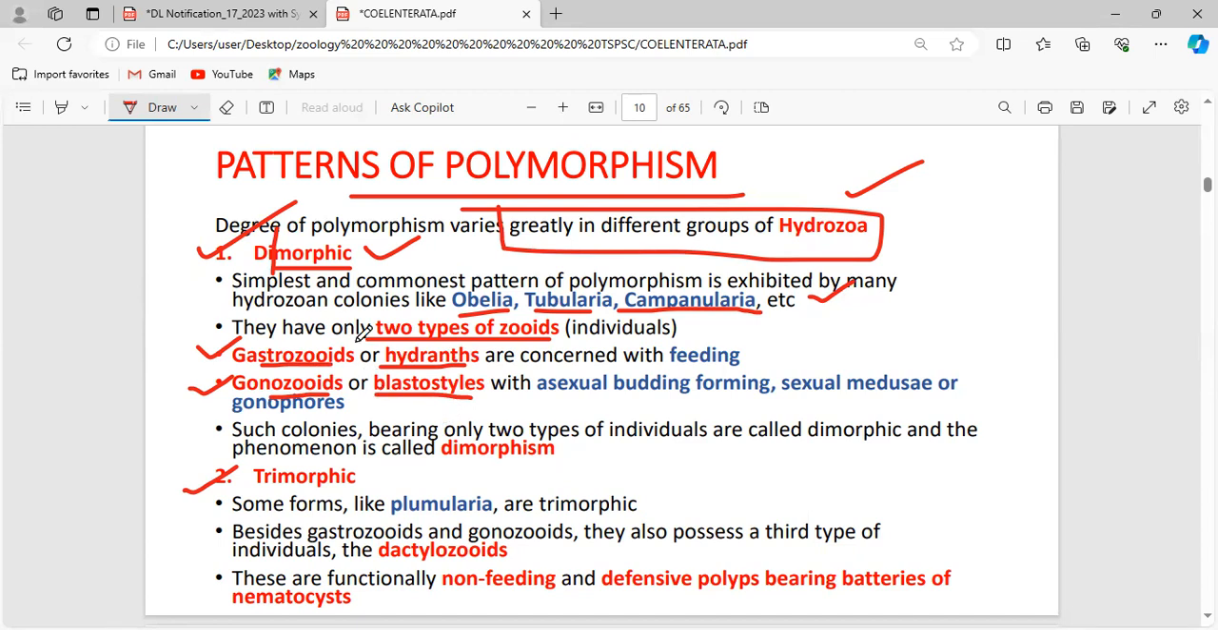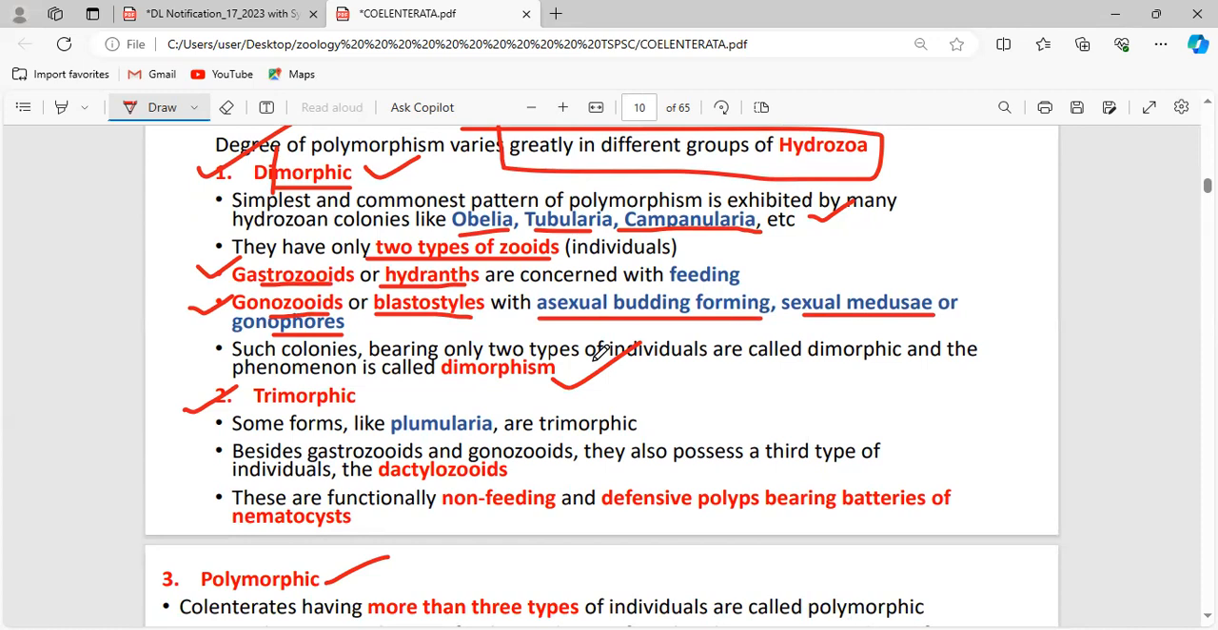The gastrozoids or hydranths deal with the function of feeding, with respect to taking food and finding prey. In the case of gonozoids or blastostyles, asexual budding forms sexual medusae or gonophores. These are also an important function of what? Gonozoids and blastostyles. Such colonies exhibit only two types of individuals. As it exhibits only two types of individuals, this is said to be dimorphism. Any doubts?